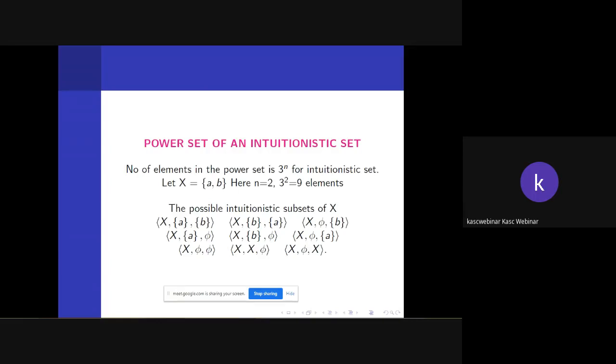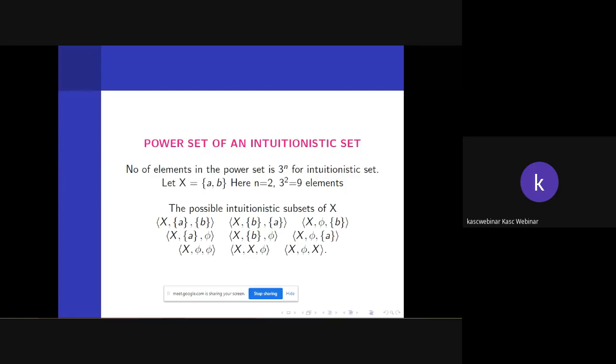So the possible subsets: the condition is the first one is always the member, the second one is the non-member. If you take the intersection of those two, it should be empty. You have 2 elements, A and B. For example, consider there are 2 persons. A is 1 person and B is 1 person. They are going for an examination. So I am considering the pass. If A gets pass and B gets failed, that set is A and B.